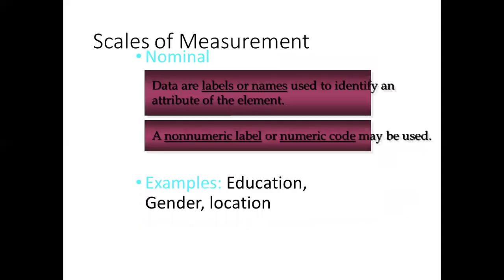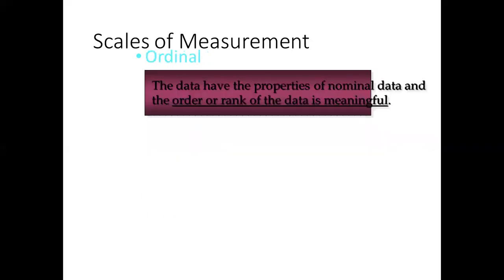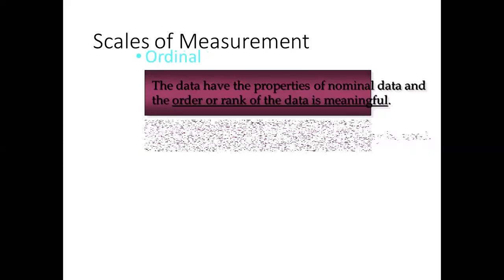Okay, so number 1 is nominal. I don't want to go into detail because of time. An example of a nominal scale is education, gender, and location as well, as I've explained. So the data are labels or names that are used to identify an attribute of the element. Another one we have is ordinal. Ordinal data have the property of nominal, but they are ordered, or in rank, right?